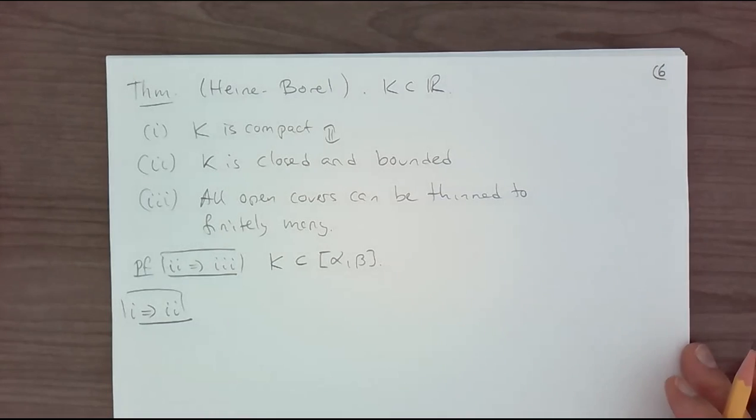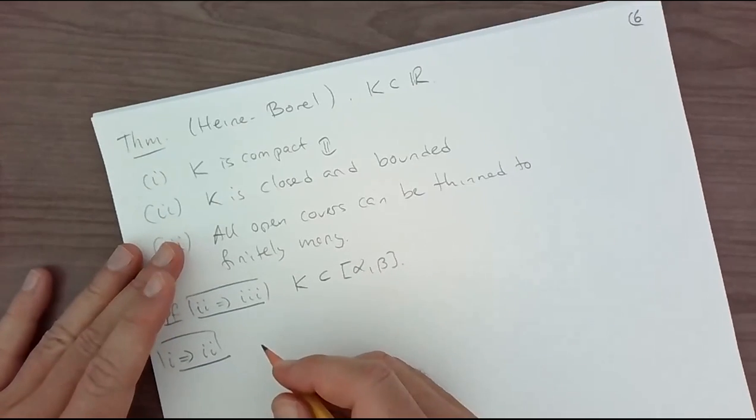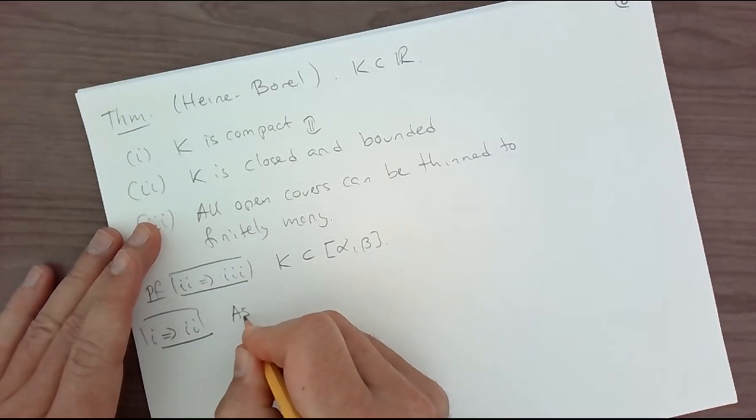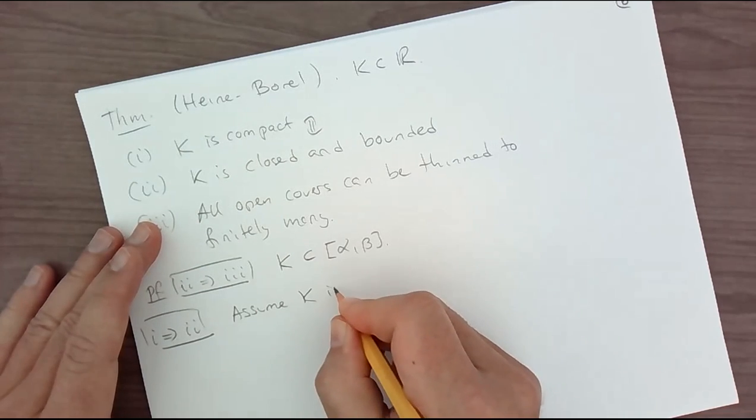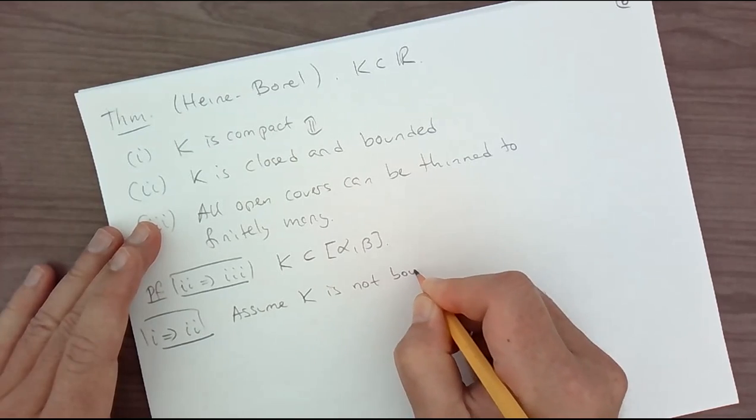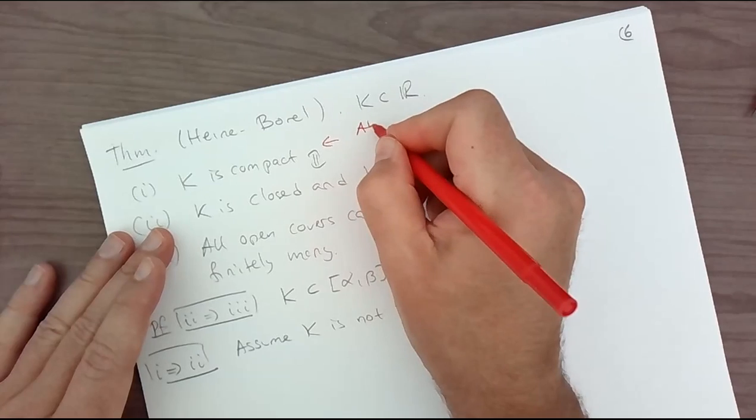So in Abbott's notion of compactness, he says that any sequence has a convergent subsequence within the set K. And so how does that prove that we have closed and boundedness? Well, one way to go about doing that is to say, so we have 1, right? So assume K is not bounded. Maybe I should write out here that this is in Abbott's world.